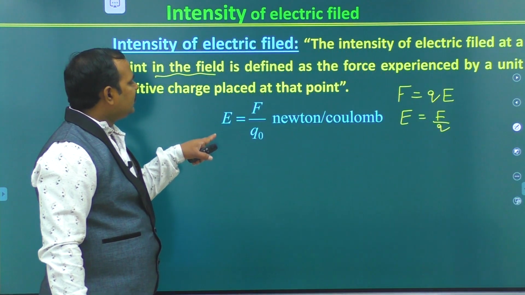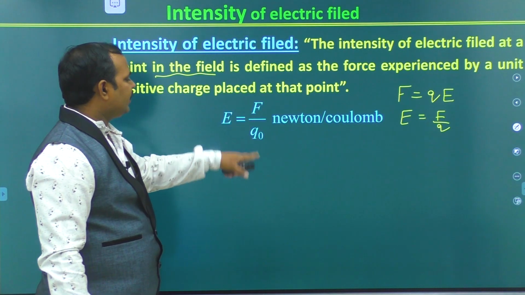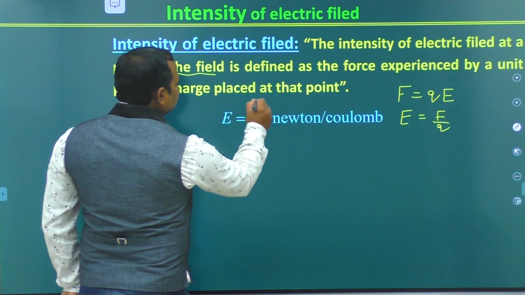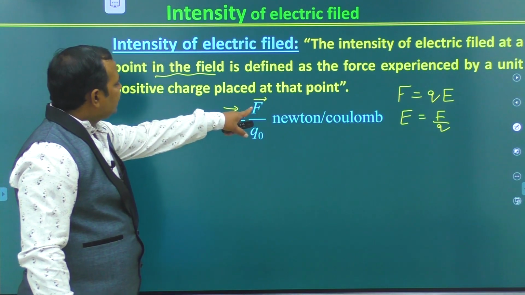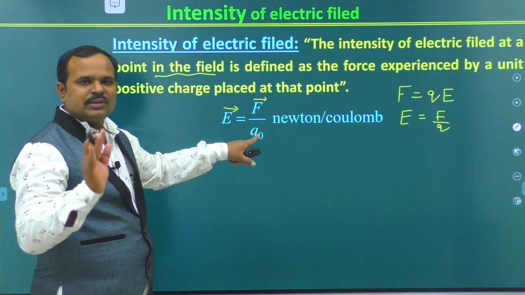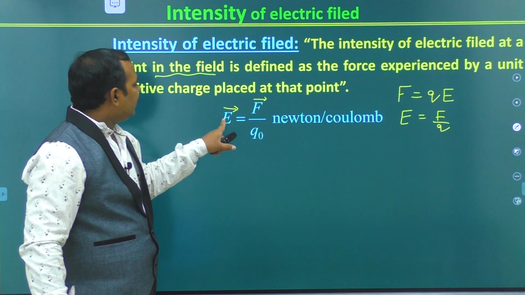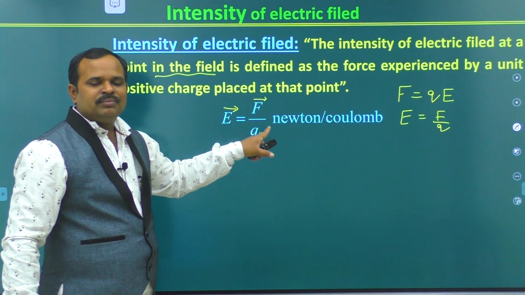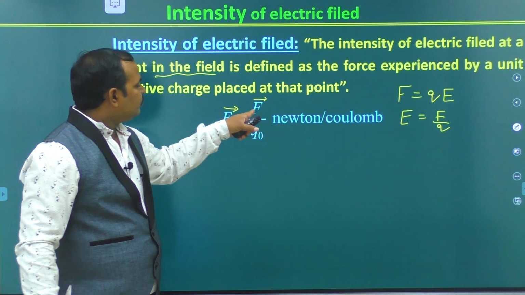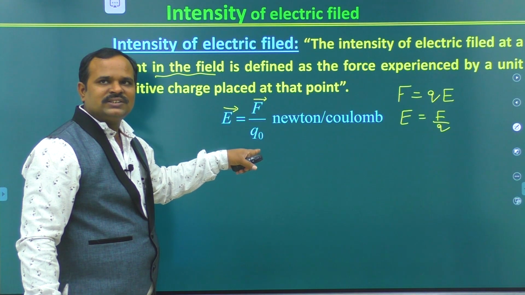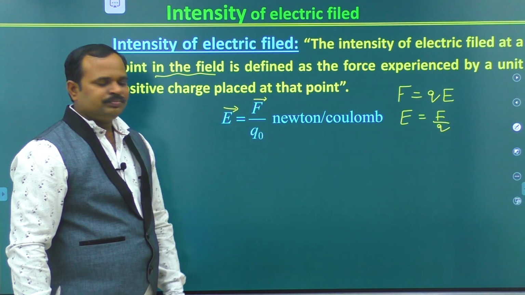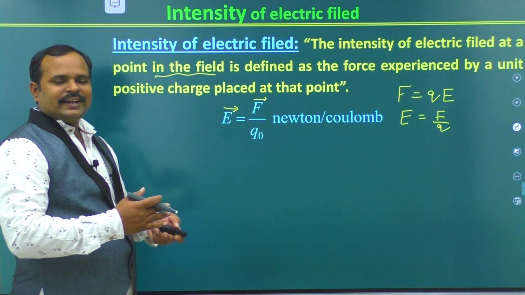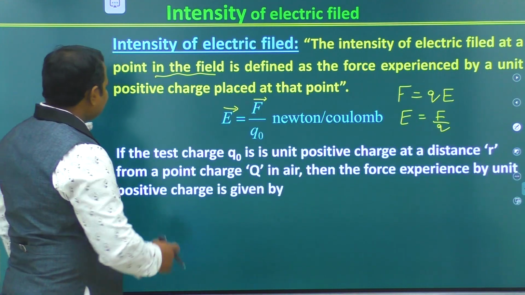So E is equal to intensity of electric field, E is equal to F by Q. Here if you see, the force is a vector quantity, so electric field is also a vector quantity. So F by Q naught. Q naught is a unit positive charge, and the intensity of electric field has units newtons per coulomb. Force can be measured in newtons, charge can be measured in coulombs, so force per unit charge, so newtons per coulomb.